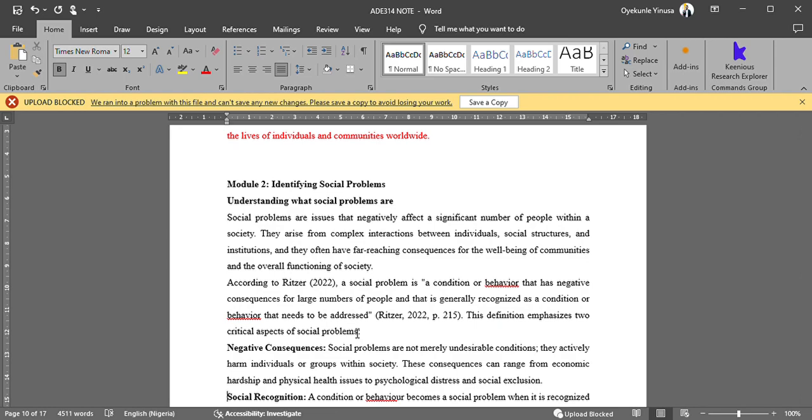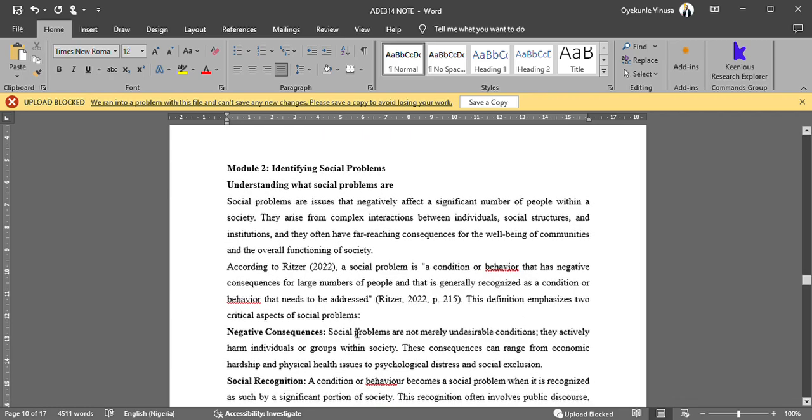Look at how RITSA 2022 defines social problems. It said, a social problem is a condition or behavior that has negative consequences for a large number of people. In fact, take that large number away, for everybody in the society. If you are residing in the society, the consequences will have a far-reaching effect on everybody, and it is generally recognized as a condition or behavior that needs to be addressed.